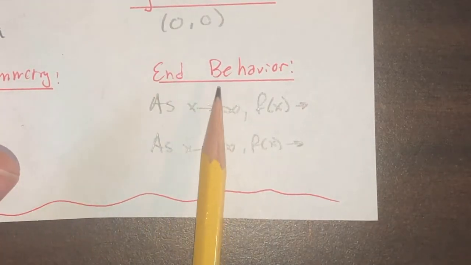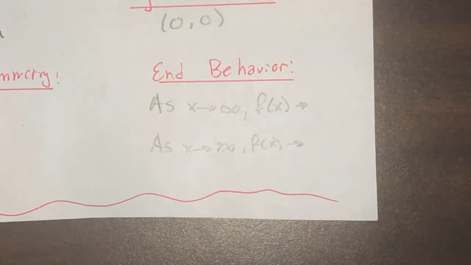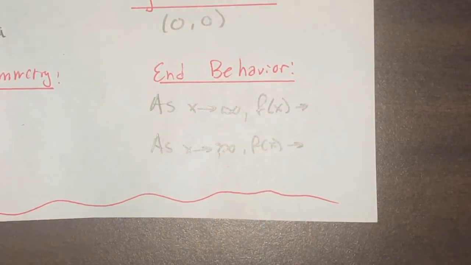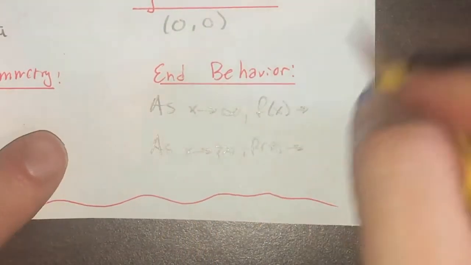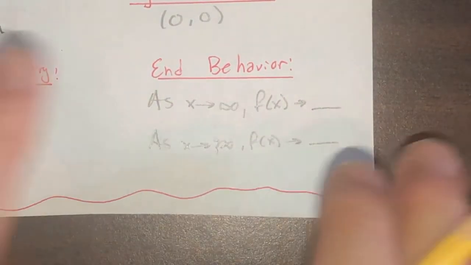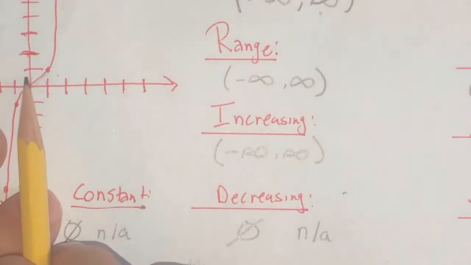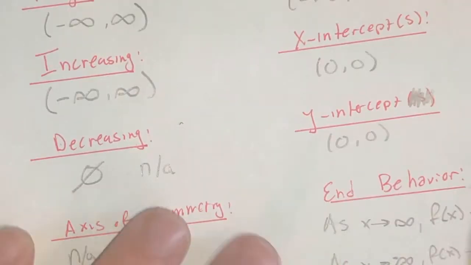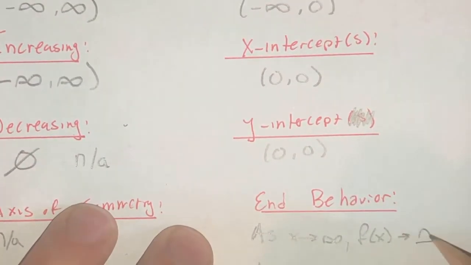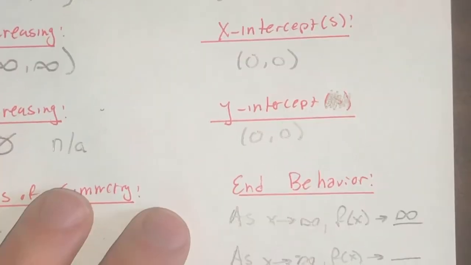As x goes to infinity, f of x goes to. As x goes to negative infinity, f of x goes to. Always going to be the same, right? So you could almost create a little shell here. It always looks like this. Now, let's fill in what happens. So as x goes to infinity, f of x is going, based on our arrow pointing up, to infinity, okay? What about as x goes to negative infinity?